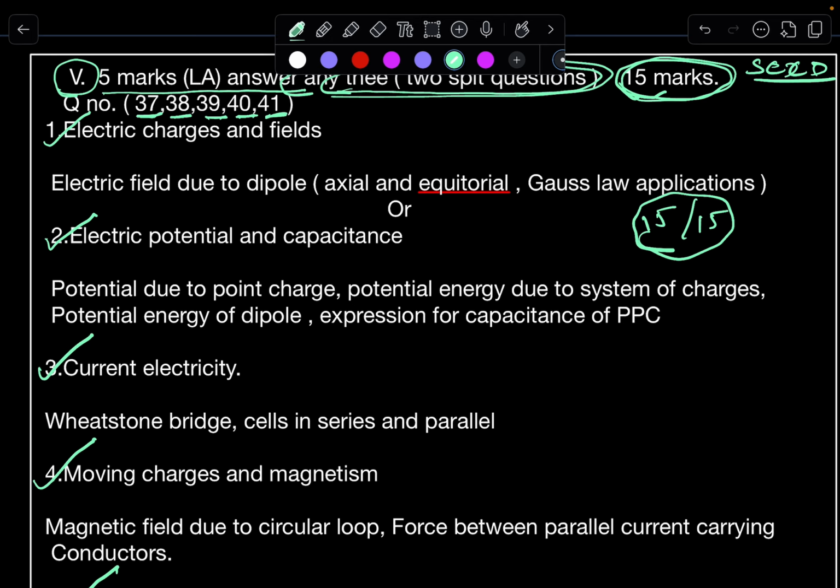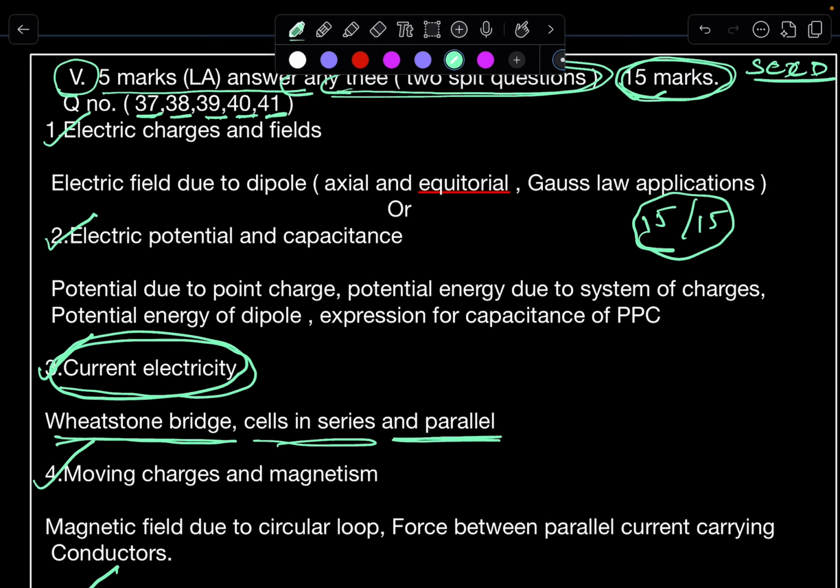What are the chapters? The first chapter is current electricity. What are the important topics in current electricity? One is the Wheatstone bridge and the other is cells in series and cells in parallel. Definitely they will ask one question, so you will get 5 marks easily in this chapter.